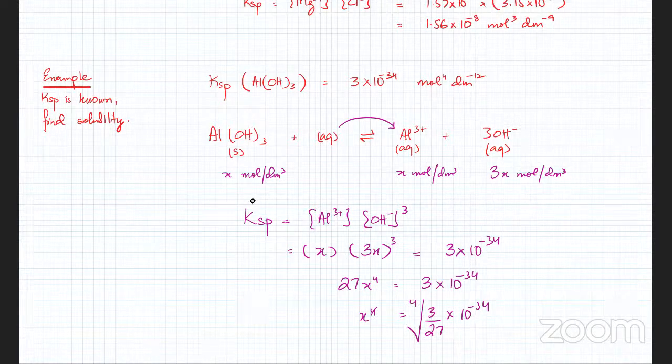Calculator pe kissa karte hain, try and do this, okay? What do you get? So 1.83 times 10 power negative 9. 1.83 times 10 power negative 9 mole per dm cube, right? So that's the amount of aluminium hydroxide that will dissolve, okay, in a saturated solution.